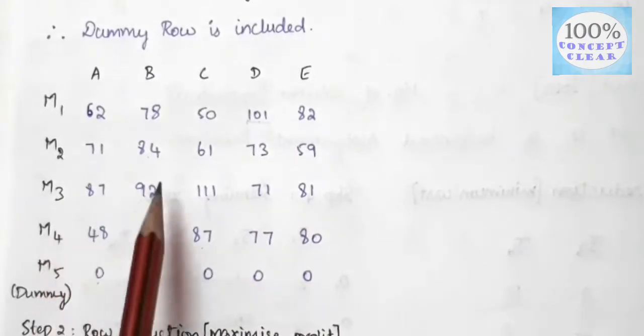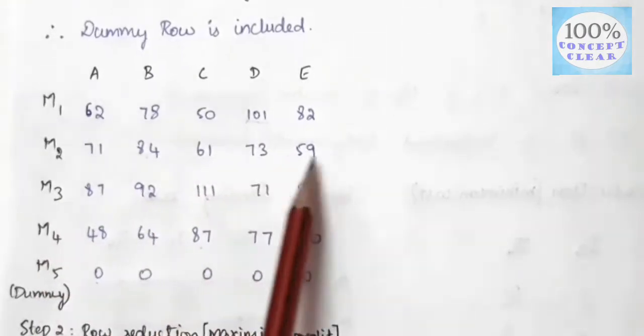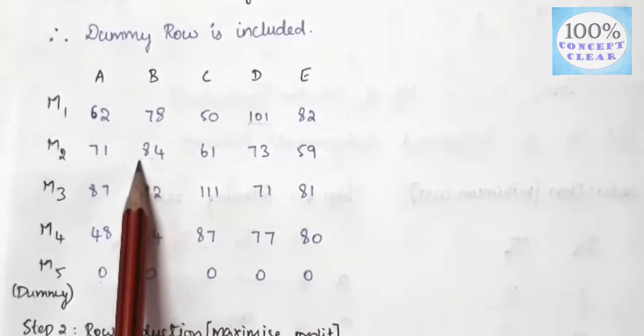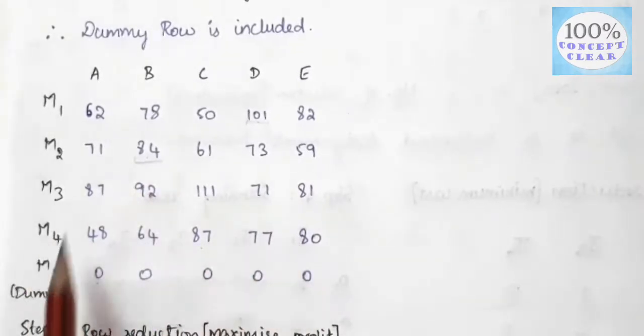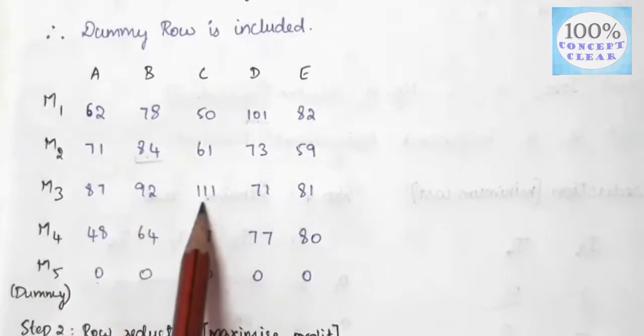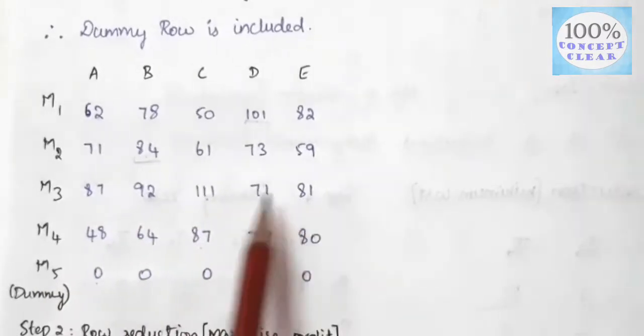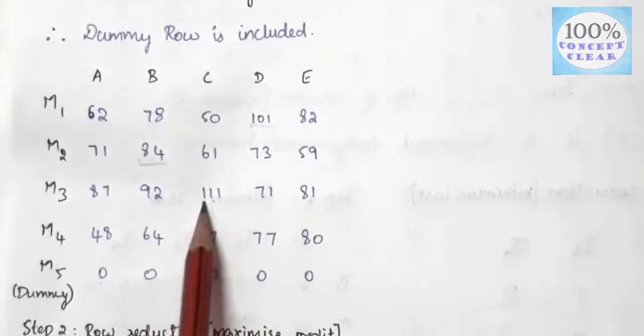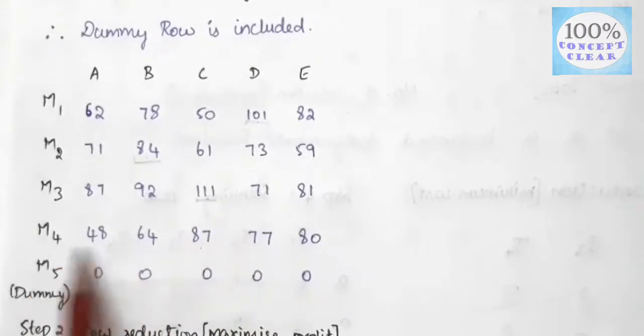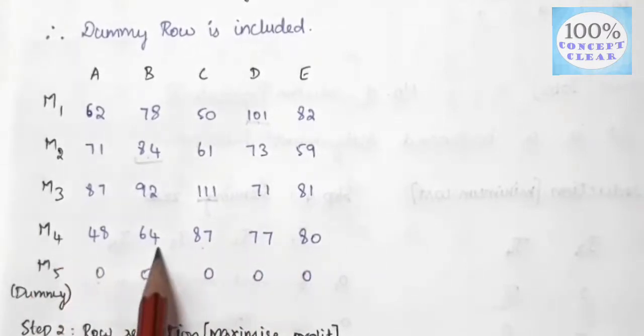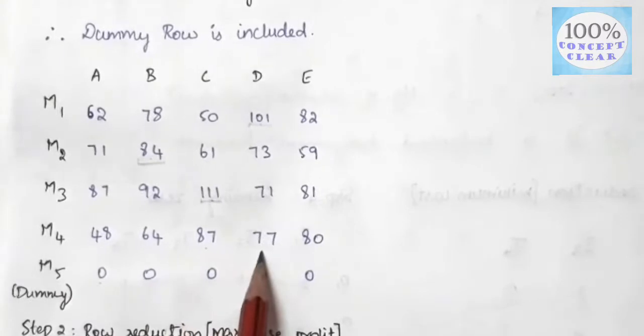And in the second row, 71, 84, 61, 73, 59. Here 84 is the maximum value. And in the third row, 87, 92, 111, 71, 81. Here the maximum value is 111. And in the fourth row, 48, 64, 87, 77, 80. Here the maximum value is 87.